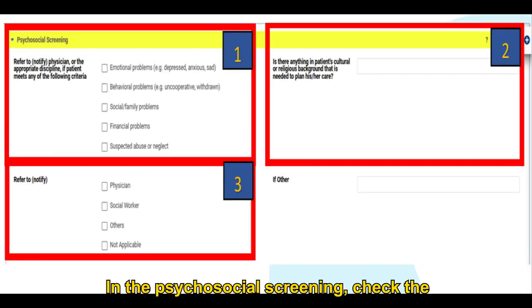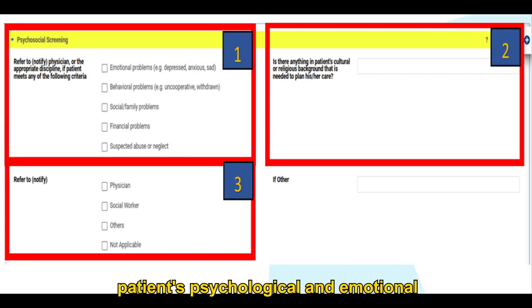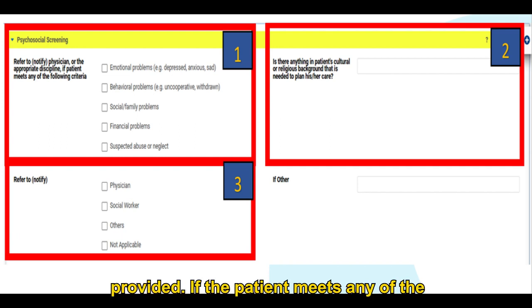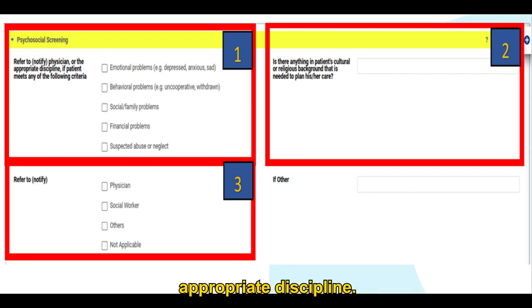In the psychosocial screening, check the patient's psychological and emotional status. Tick yes for any of the following such as emotional problem like depressed, anxious, or sad. Behavioral problem such as uncooperative, withdrawn. Social or family problem. Financial problem. Suspected abuse. If there is anything in the patient's cultural or religious background that is needed to plan his care, specify in the space provided. If the patient meets any of the following criteria, notify the appropriate discipline.